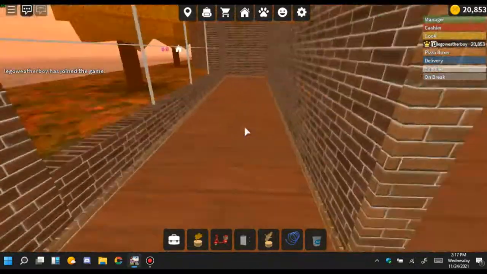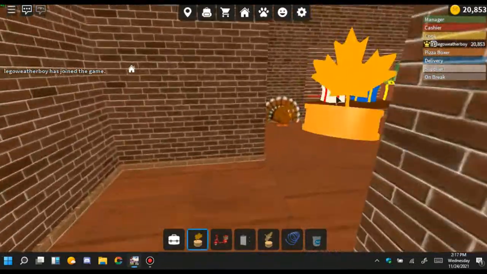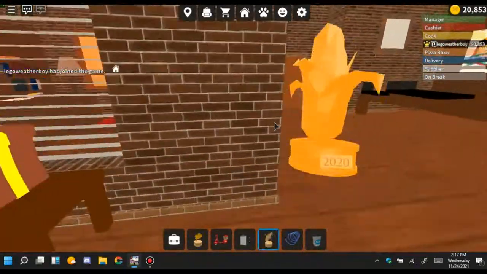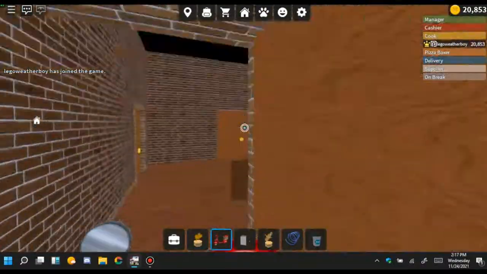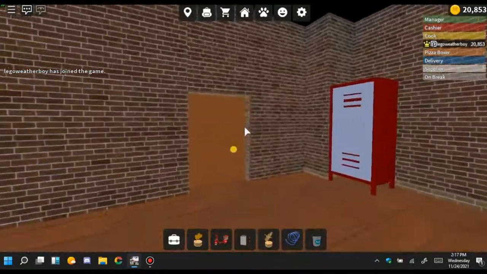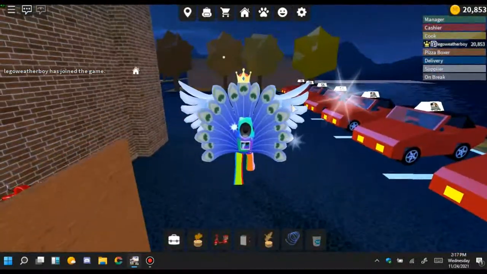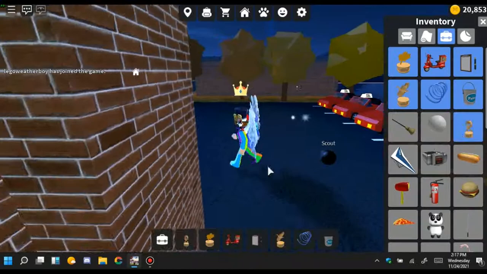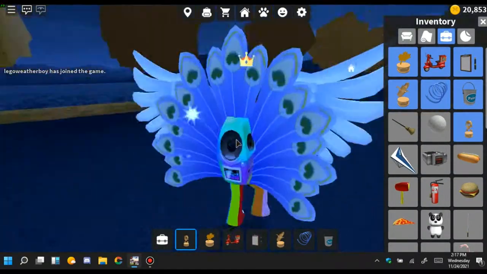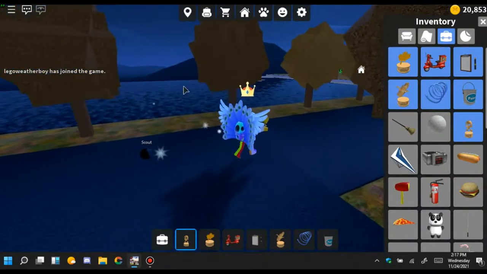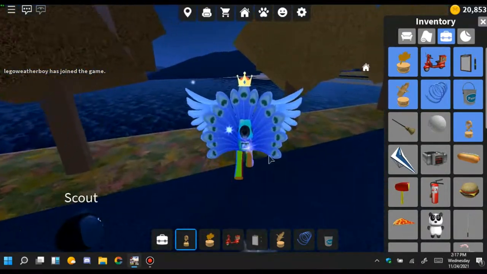So here's the trophy from this year, and here's the trophy from last year. Both of these were from the maze you do to get the trophy. And right over here is this skull-like trophy you get from going to this mansion over here. It's like a mansion story.